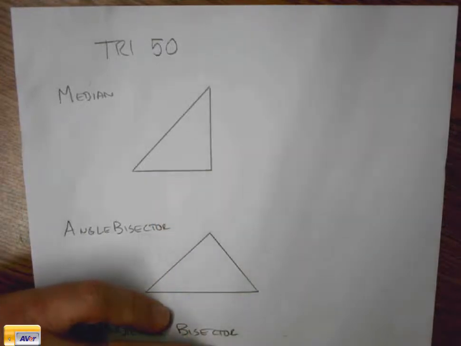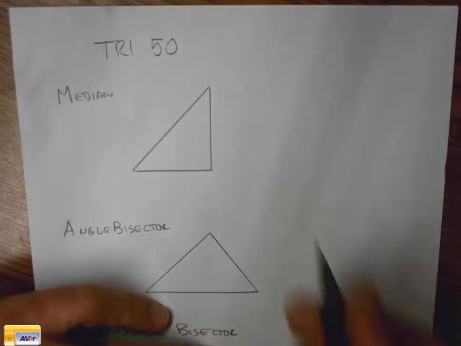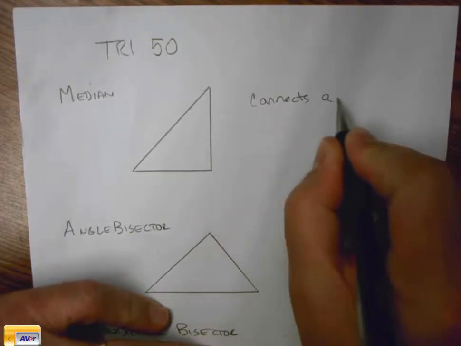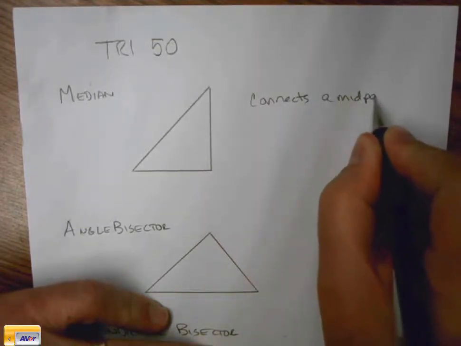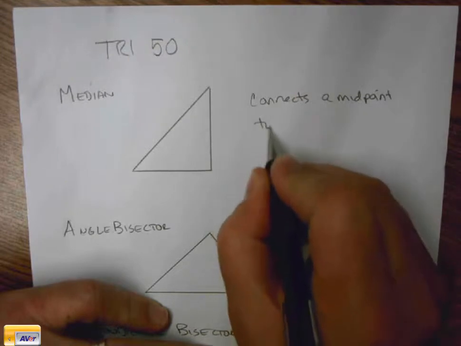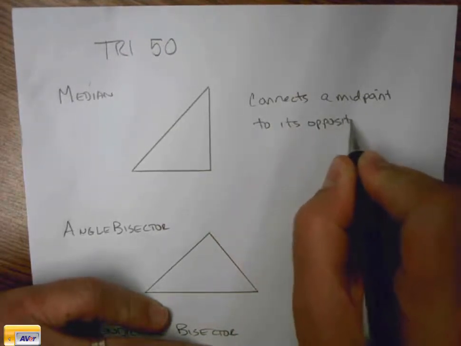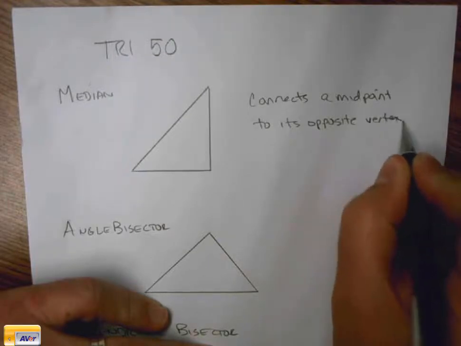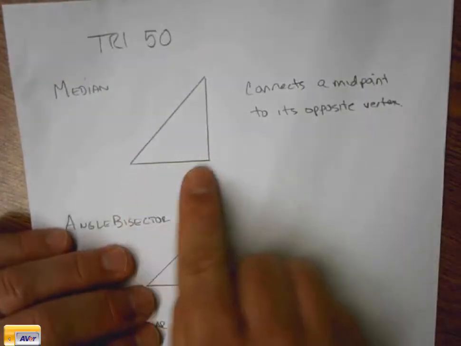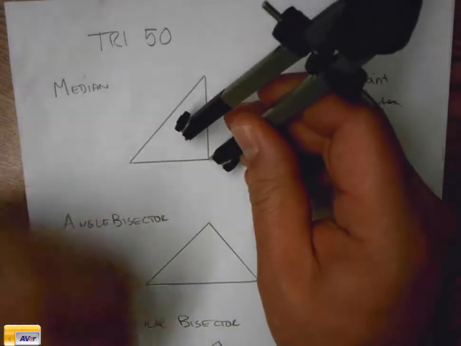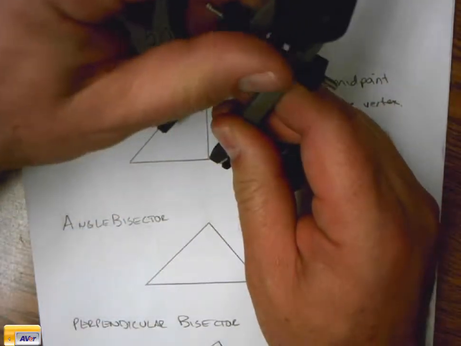In order to construct a median, well, what is a median? A median connects a midpoint of a side to its opposite vertex. So, if we want to find the midpoint of this side, the best tool we have for that, using our compass, is to construct what we call a perpendicular bisector.